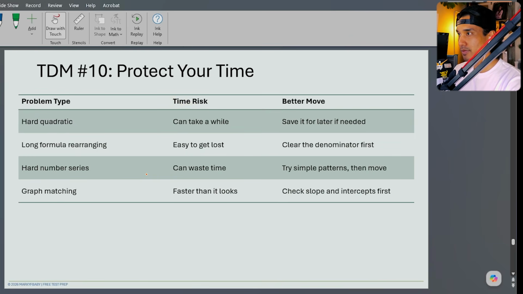Protect your time. If you see a hard quadratic, this could take a while. Save it for later if needed. Long formula rearranging, easy to get lost, clear the denominator first. Hard number series, this can waste time. Try simple patterns first, then move. Graph matching, these are actually faster than they look. Check the slope and the intercepts, the y-intercept as well as the x-intercept, and then pick the best answer choice.